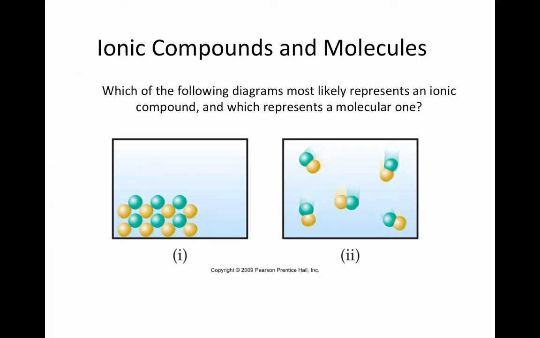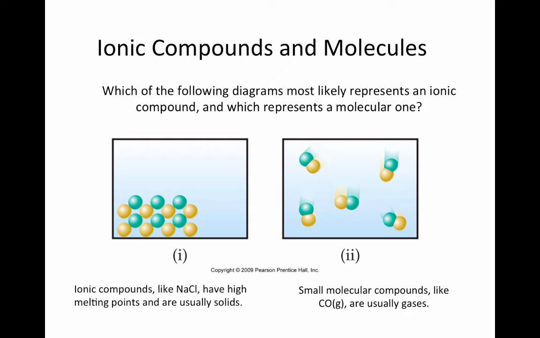This idea then is applied by looking at this question for ionic compounds and molecules. Which diagram most likely represents an ionic compound, and which is a molecular one? What should we be looking for? I see very different descriptions between the figure on the left and the one on the right.